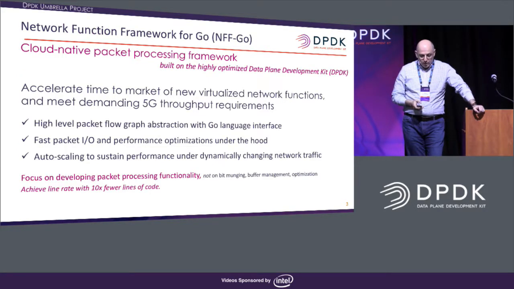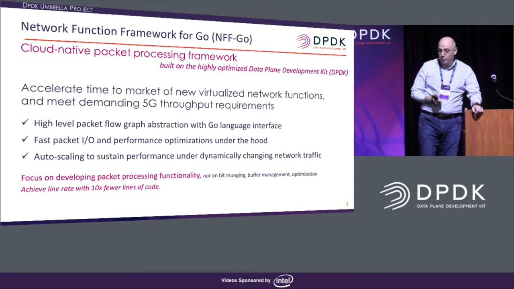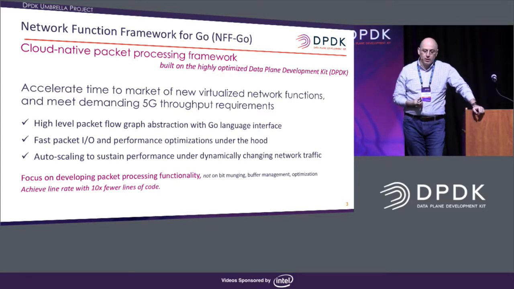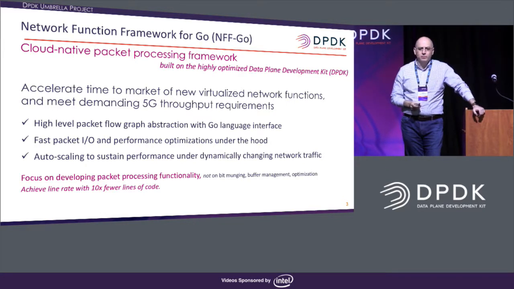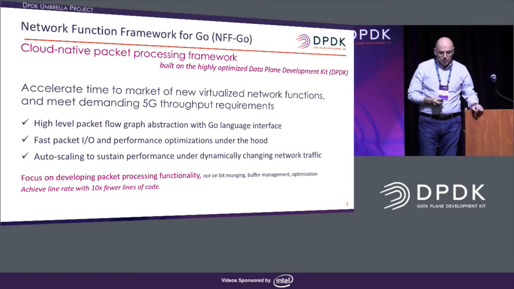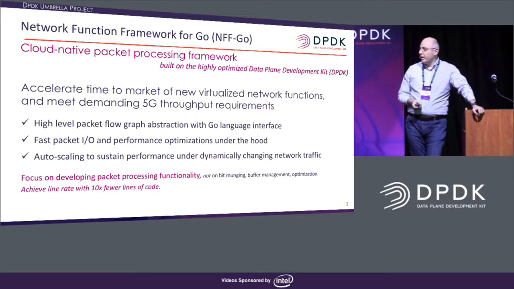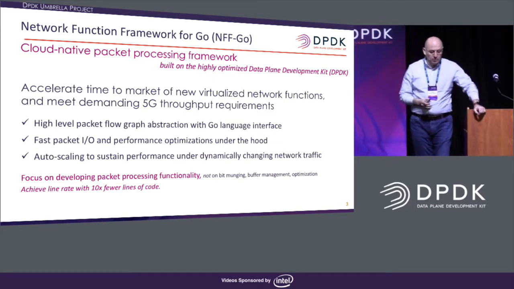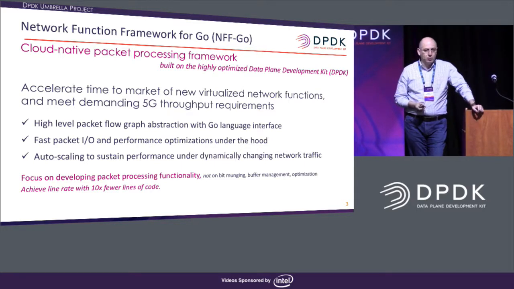And to help with that, we created this framework, which targets cloud-native packet processing. It's built on top of DPDK. It aims to accelerate time to market for new greenfield virtualized network functions and meet demanding throughput requirements. So the three main characteristics: it's a high-level packet flow graph abstraction written in the Go language, so the level of abstraction is much higher than in DPDK.